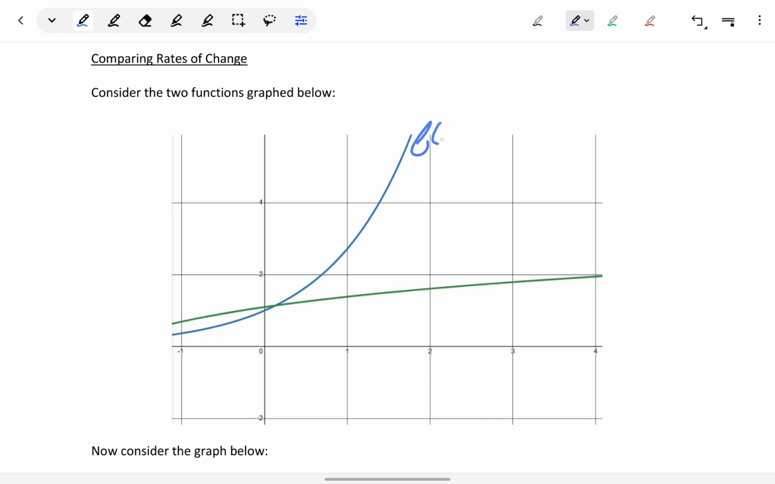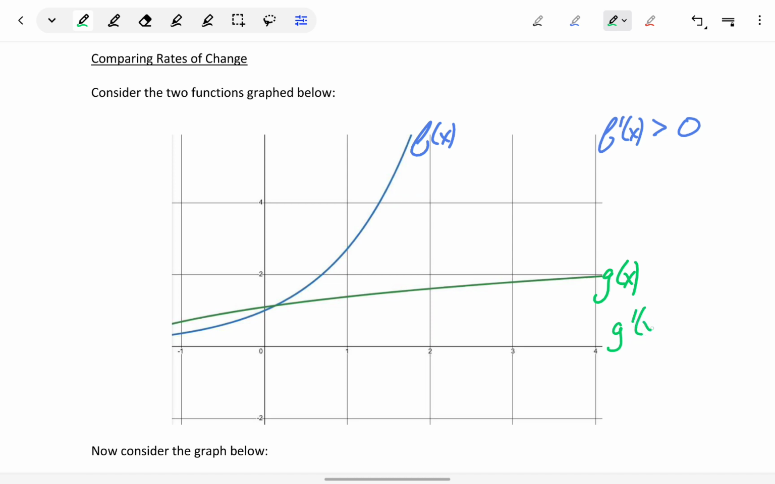We have graphed here a function f of x and a function g of x. Both of these functions are increasing. As we read the graph from left to right, the function values are increasing, which means that f prime of x, the derivative function evaluated at any point, which would give us the instantaneous rate of change of that function, would be greater than 0 because that function is increasing.